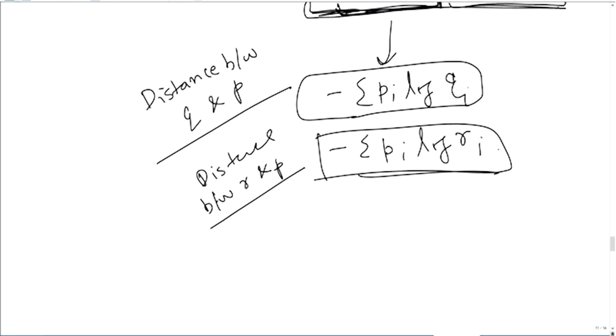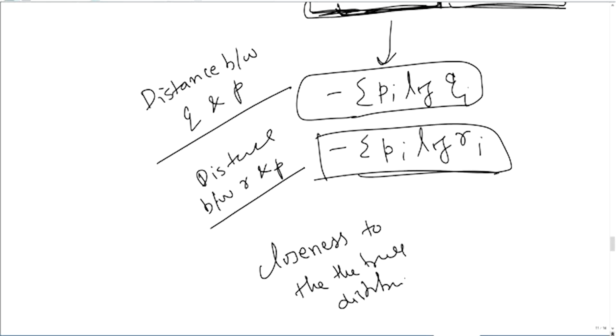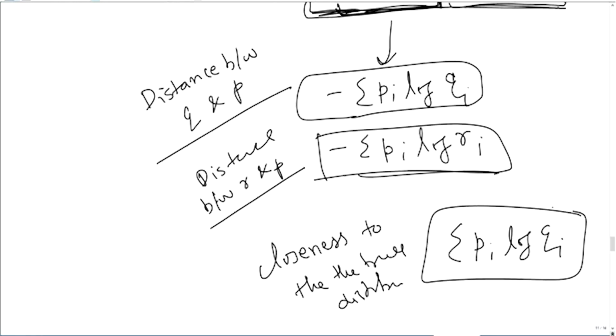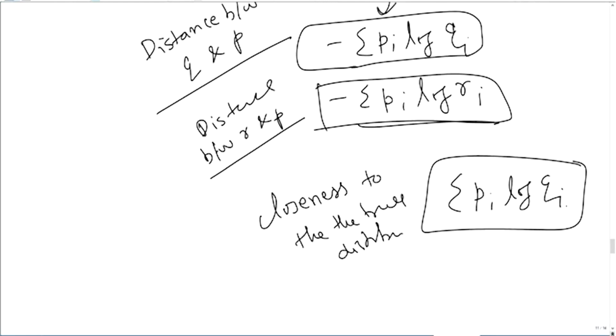So what we can use as a metric of closeness to the true distribution can be given by the negation of this, negative Pi log Qi. If you take the negative of this, it becomes the summation of Pi log Qi. This will actually give you how close this model Q is to the truth.